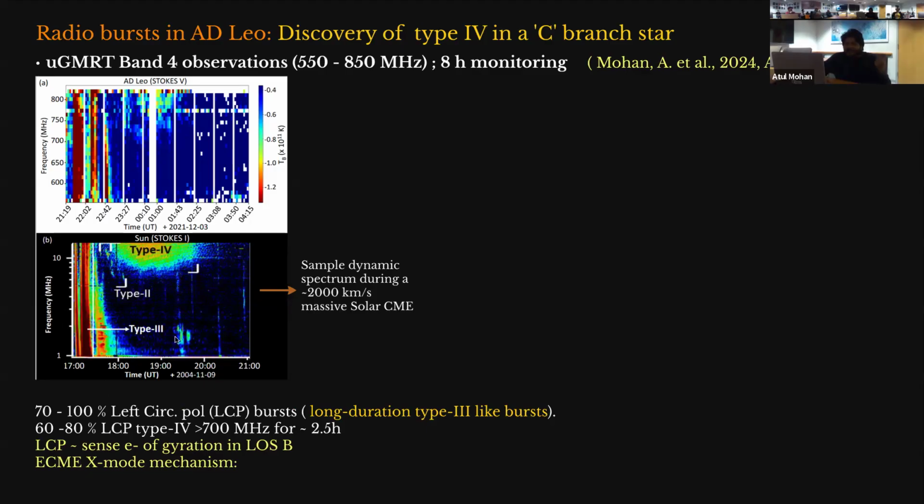Actually, you can see this. This happened during a massive solar CME, which was a halo CME, and you can see the comparison with the AD Leo dynamic spectrum here, right? So this is the first time somebody actually got two radio bursts at the same time, which looks pretty much similar to a solar CME. And this is from a completely non-solar type star.